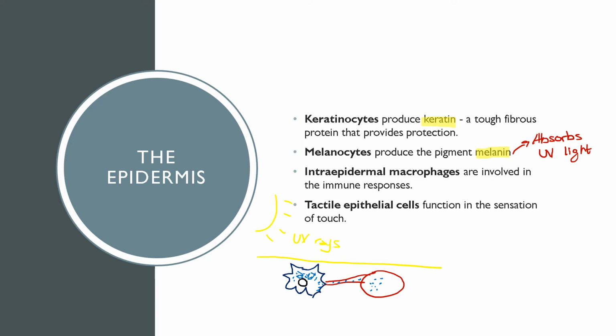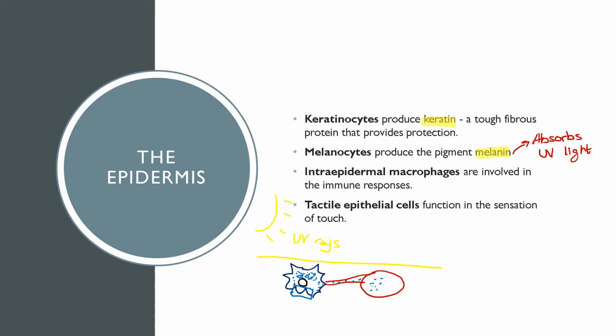They're usually only going to cluster just on the side towards the skin surface. So they're usually not going to go over on this side, because this isn't the side where the UV rays are coming in from. They're just going to cluster on the side where the UV rays are going to be coming in from.